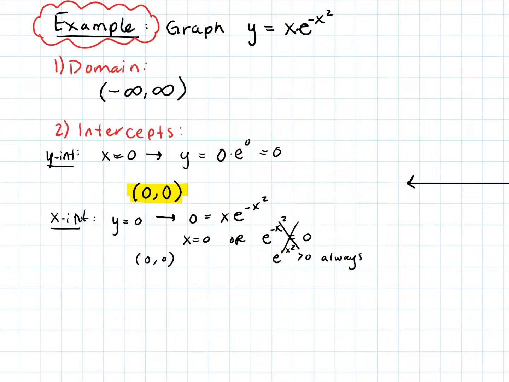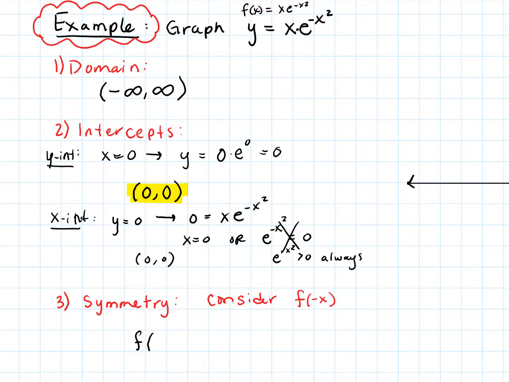If we wanted to consider symmetry, by the way, this is not a periodic function. There's nothing about either of those functions that is periodic, so I'm not even going to think about that. But I am going to pause for just a second and think about some symmetry. So let's consider what f of negative x might be. We called this y equals x e to the negative x squared, but we could think of that, of course, as f of x equals x e to the negative x squared. So what would be f of negative x?